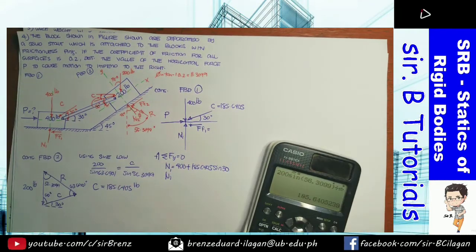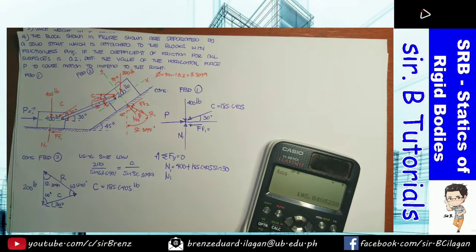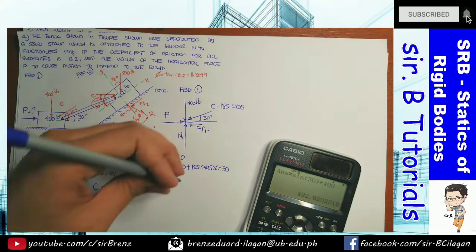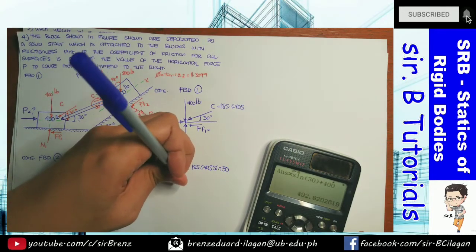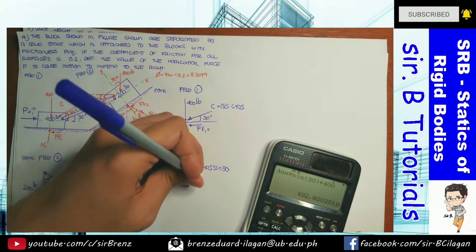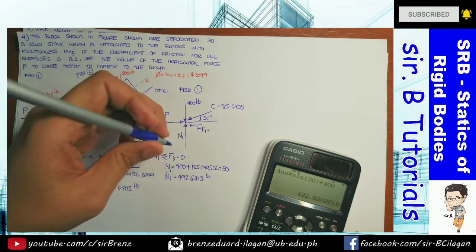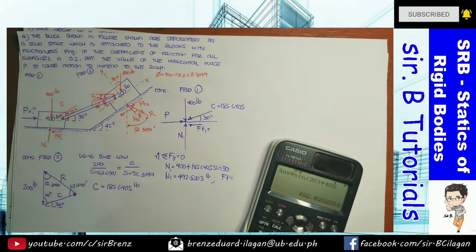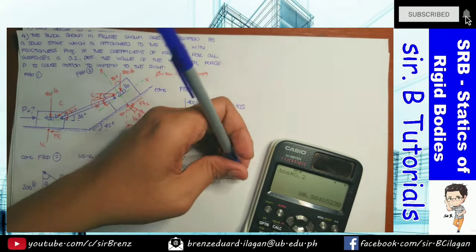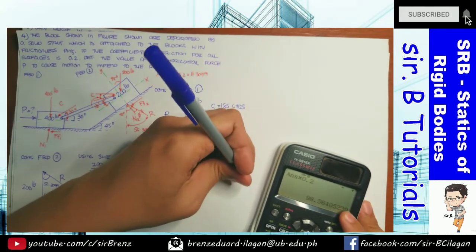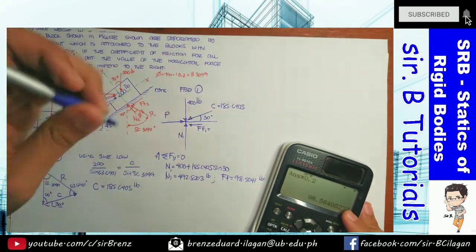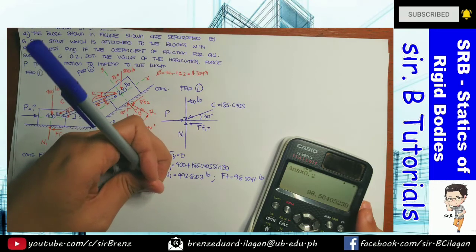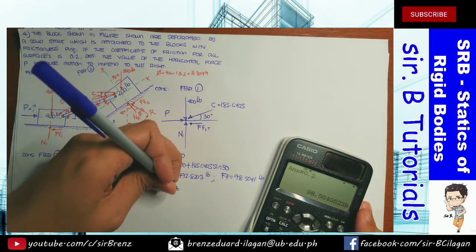So your N1 times sine 30 plus 400. So that is 492.8203 pound. Therefore, your frictional force, i-multiply mo lang ng 0.2. That is 98.5641 pound. Okay, so by taking summation of forces ng X, masosolve natin yung unknown na P.